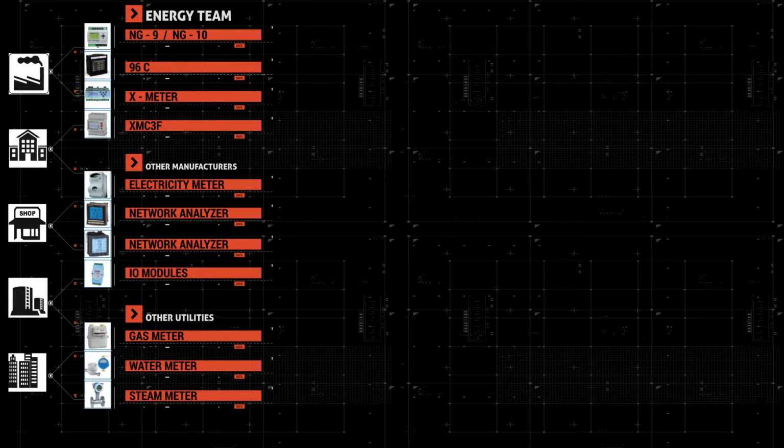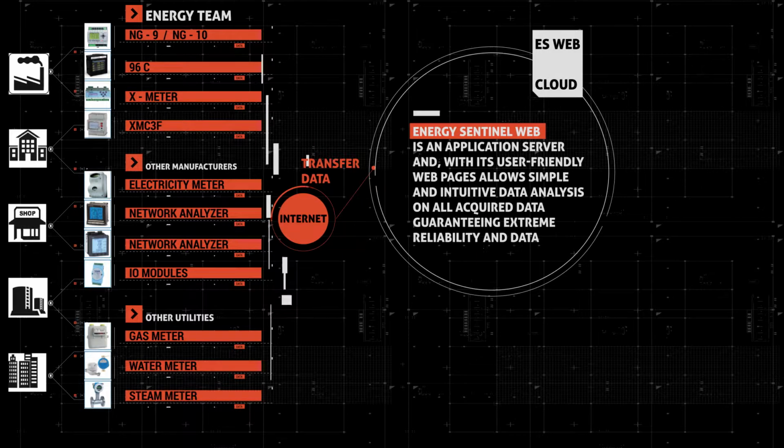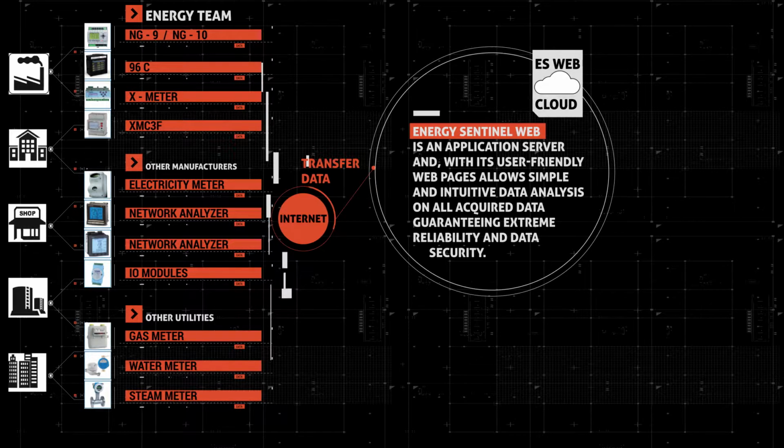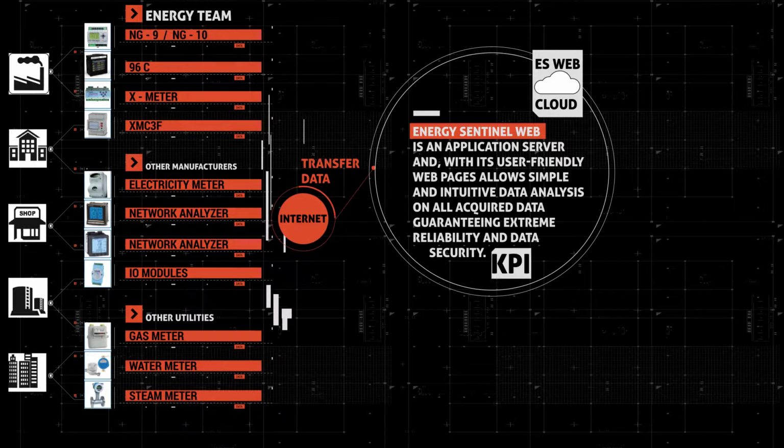Energy Sentinel Web can acquire energy data from various sources such as thermal energy, steam, water, gas, etc. to store them in its database. Energy Sentinel Web is an application server and, with its user-friendly web pages, allows simple and intuitive data analysis on all acquired data, guaranteeing extreme reliability and data security. Rely on Energy Sentinel Web for a complete plant control and high energy efficiency performance (KPI).